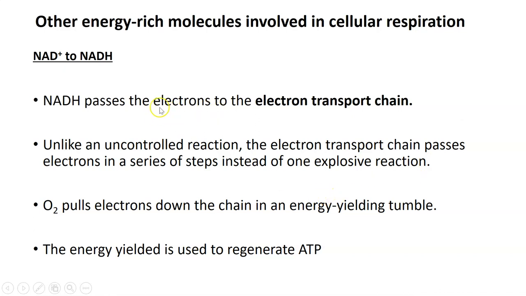Because we're passing it from one molecule to the next, to the next, we're sort of extracting the energy in a stepwise way. If it wasn't the case, then the whole thing would be quite explosive. And oxygen pulls the final low energy electrons to yield water at the end. And as the energy tumbles down in this electron transport chain, that energy is then used to regenerate ADP to produce ATP, or just regenerate ATP.